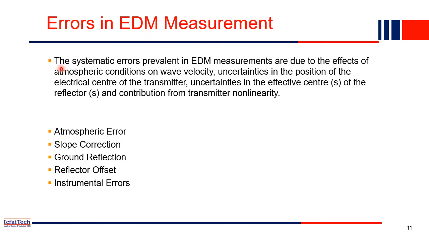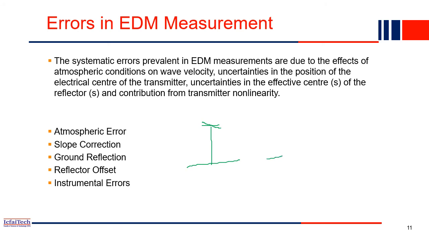So what are the errors? The systematic error prevalent in the EDM measurement is due to the atmosphere, because the waves are passing through the atmosphere. If humidity is more, the speed of the wave may be higher or lower, depending on the atmosphere. So you will have an error from atmospheric conditions. Then you have the slope error. Slope error means, for example, your instrument is a little tilted.